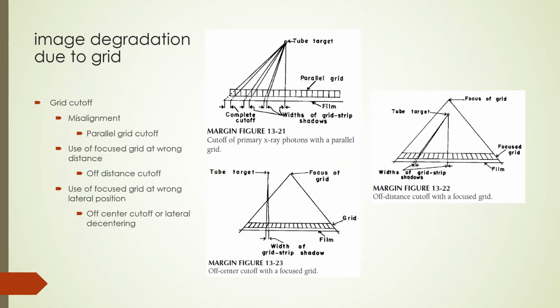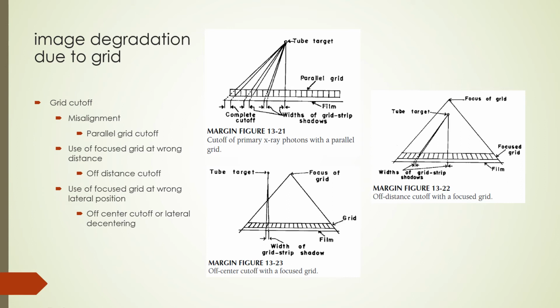Grids are another cause of image degradation. The term grid cutoff is used to describe the loss of primary radiation caused by improper alignment of a radiographic grid. There are three possible grid cutoff errors. The first is parallel grid cutoff, where a parallel grid is used instead of a focused grid, or when a parallel grid is used at too close a distance. The second is off-distance cutoff. This occurs when a focused grid is used at a wrong distance.